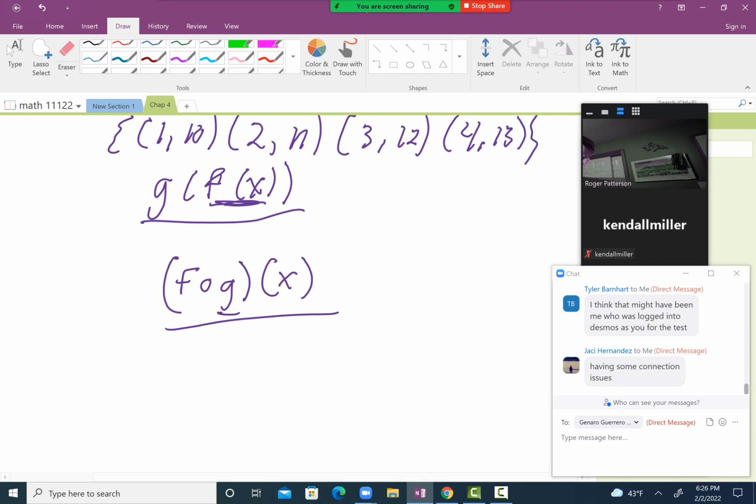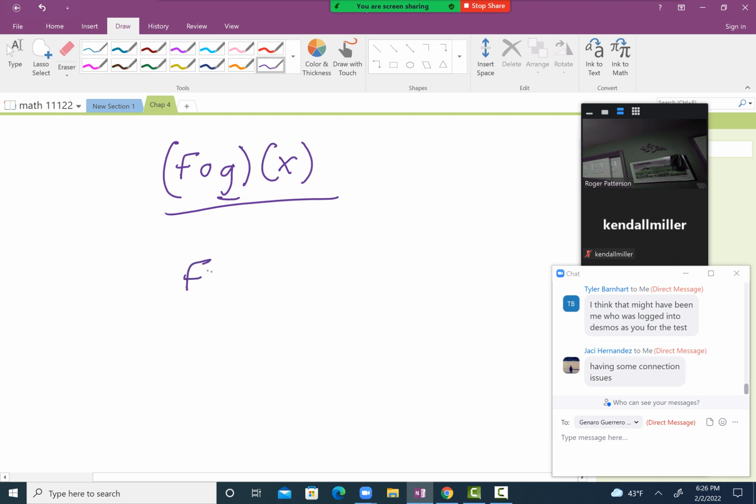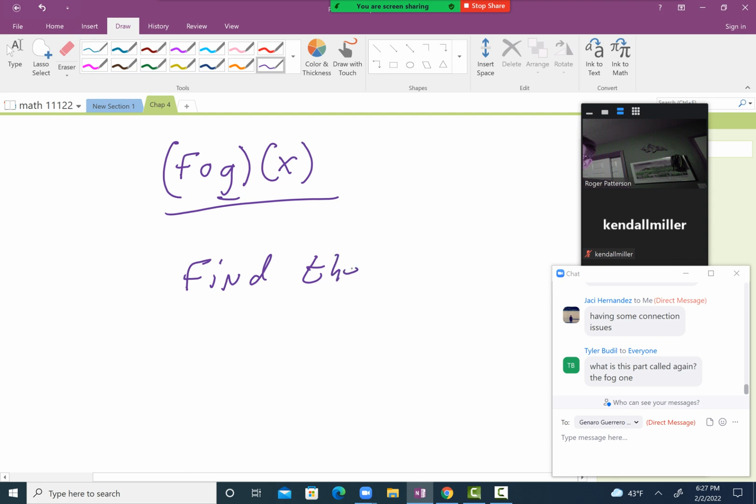All right, so let's start messing around with this a little bit and doing some problems. So we're going to find the compositions. f∘g is just f of g of x. It's just composition, just another way of writing it.